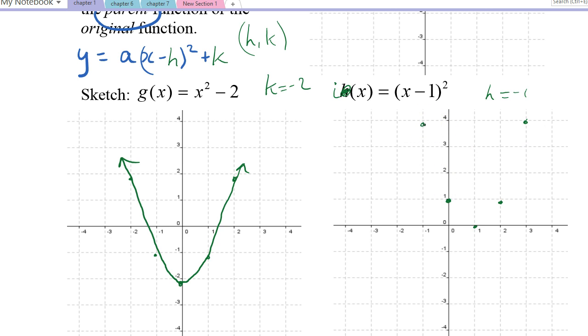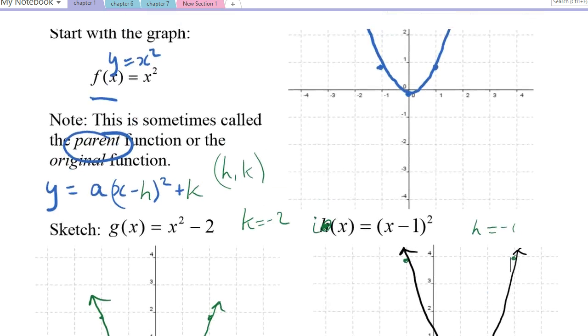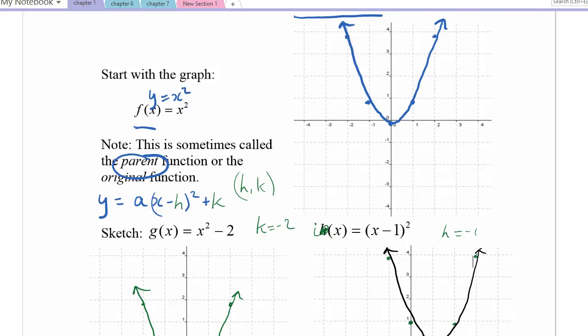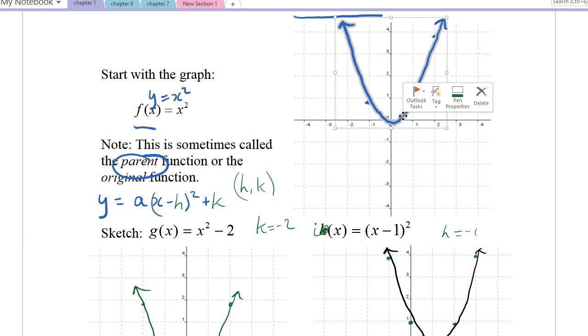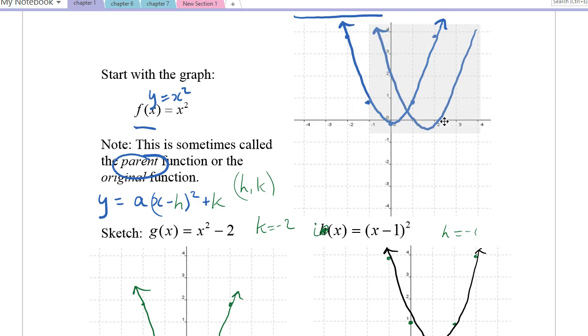Get that same pattern. I'm going to pick a new color here. Maybe I'll just go with black. Here's our new parabola. And so how did that shift from our original one? See if I can get them both on there at the same time. Well, this one here just shifted to the right 2, didn't it? Or actually shifted over to the right 1.